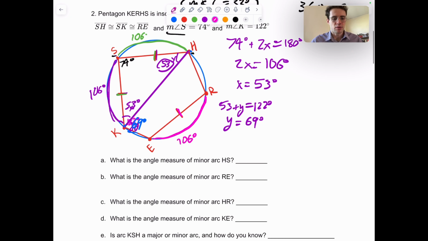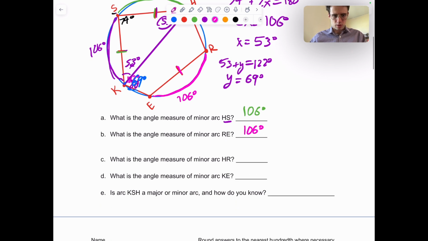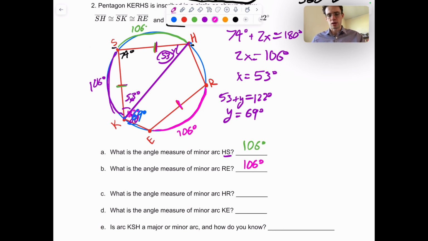So we're most of the way done. Now we can fill these in. What is the angle measure of the minor arc HS? So HS we said is 106 degrees. What is the angle measure of minor arc RE? So we just said that that is also 106 degrees. I don't think I asked for arc SK, but you can label it in there, get it correct.